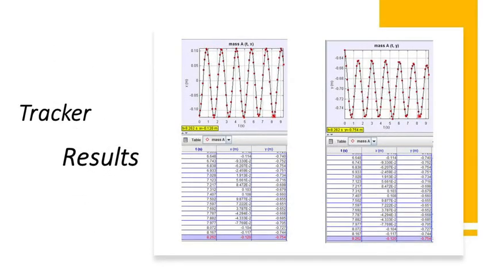These are the results that I got from my tracker analysis. As you can see, in both the X and Y direction, the spring moved in an oscillating pattern similar to a sine wave, which is shown here through the data.